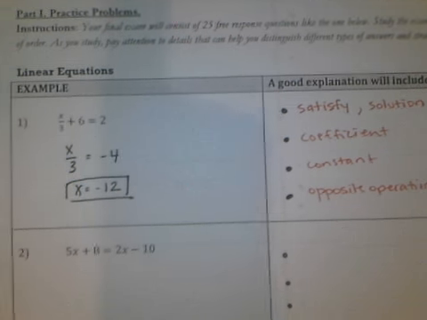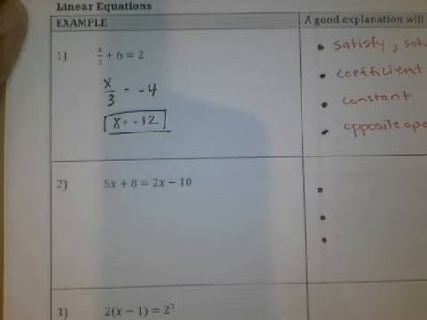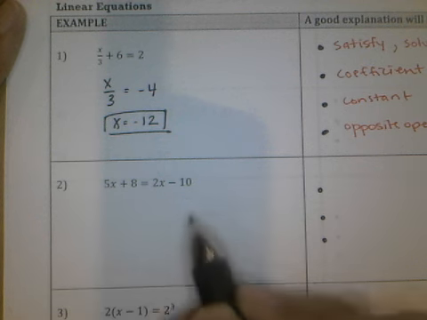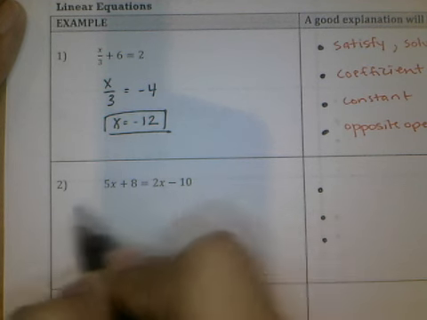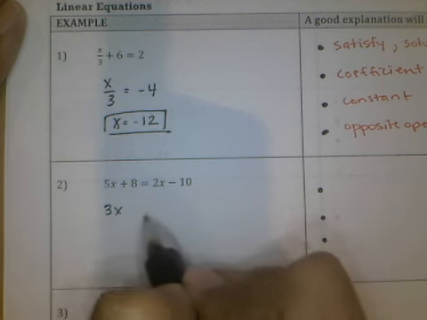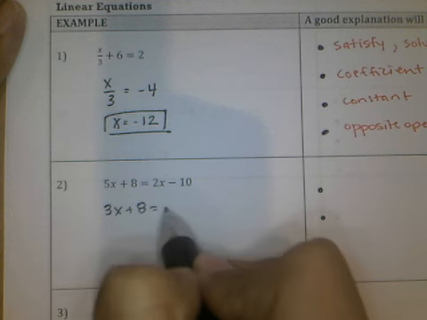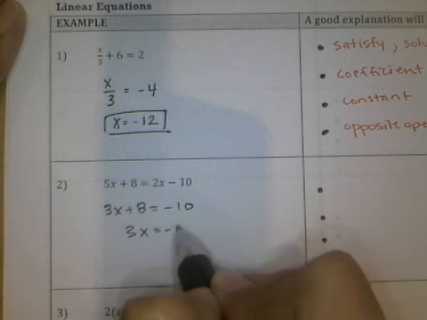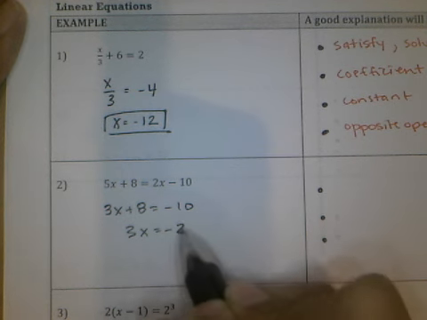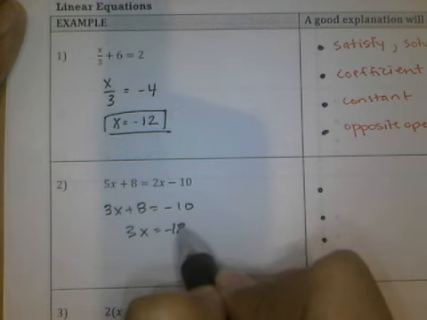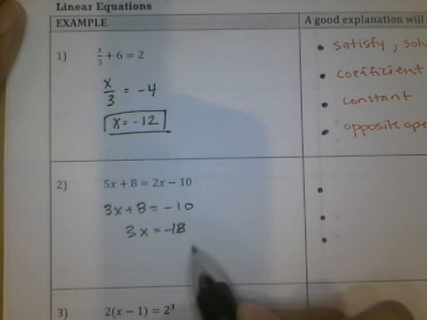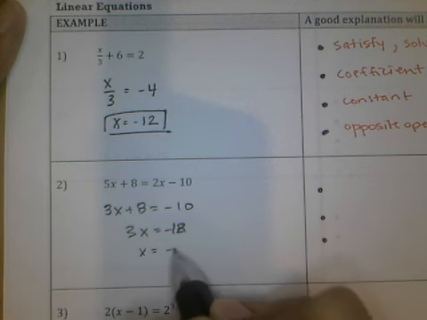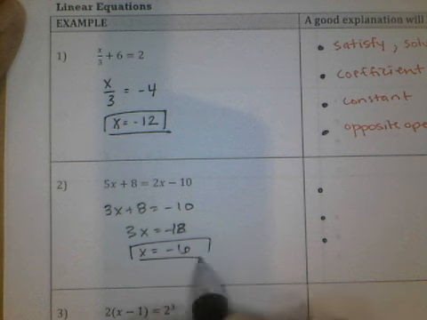Here's the second one. The only difference here is you have x on both sides. Obviously you would subtract. You can go either direction. I'll subtract 2x on both sides, which gives me 3x plus 8 equals negative 10. I'll subtract 8. And then I'll divide by 3, which gives me an answer of negative 6.